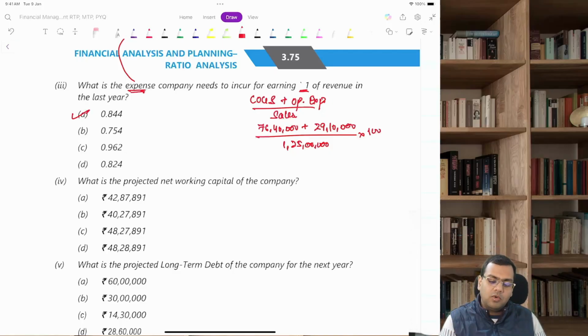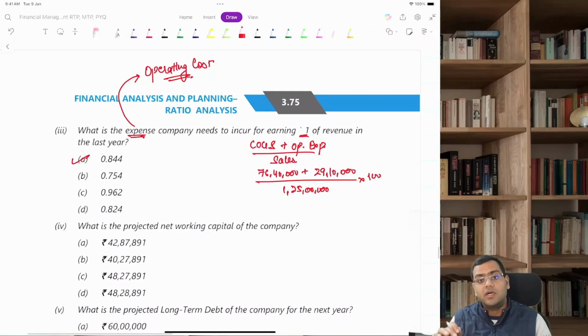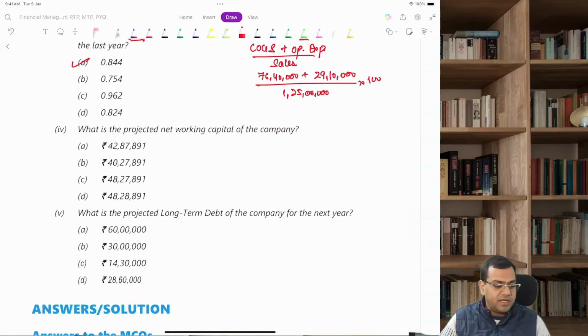Right, one more thing here that you have to be careful with is the difference between operating cost and operating expenses. Be very careful with this thing. Operating cost means COGS plus the operating expenses. The operating expenses means the admin overheads, your selling and distribution overheads, only that part. Clear? Now, next one. What is the projected net working capital of the company?